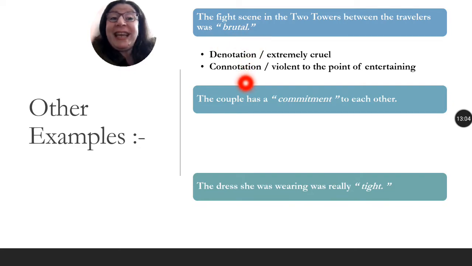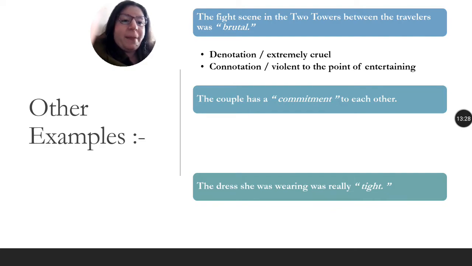But if I want that in a connotation way, I want to say the meaning in a phrase, not just in one word to look up in the dictionary. I can say violent to the point of entertaining. Yeah, that's one. Brutal, denotation would be extremely cruel in the dictionary. Connotation, it means violent to the point of entertaining.